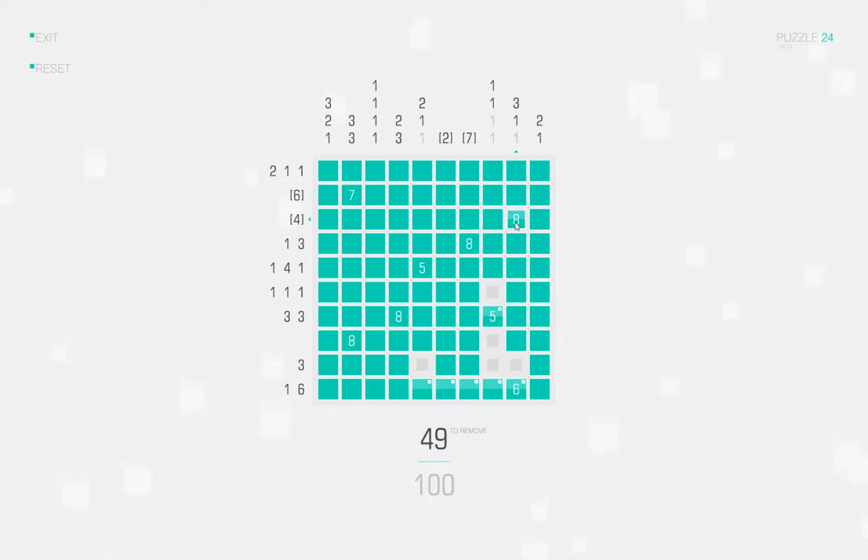In this column, this has to be a part of the 3, because there cannot be a 3 just before this, so it has to be a part of the 3. It could be this, this, and this, or this, this, and this, or this, this, and this, but they all have this in common.